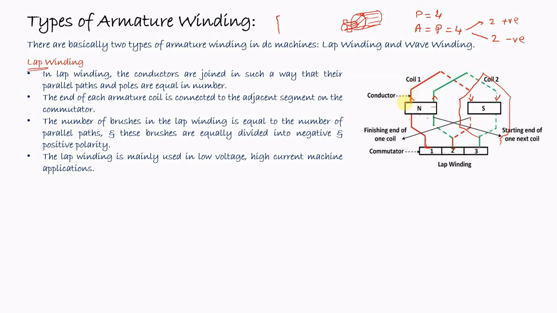So the total current here will be the summation of all the currents, because here all the conductors are considered as a bunch.